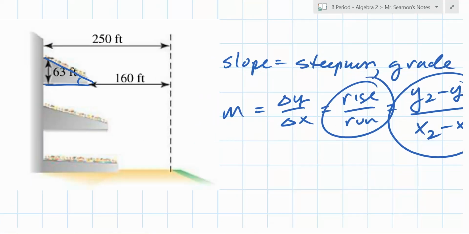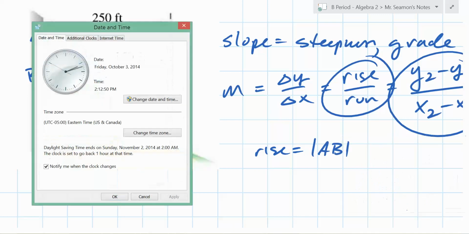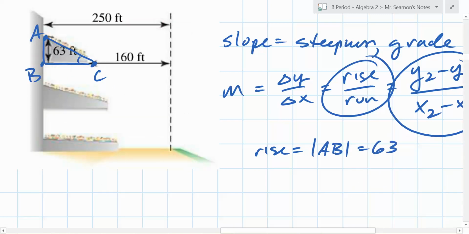Rise means vertical change. So if I gave you this point A and this point B and this point C, which distance do we want? Which distance do we want for the height? So for the rise, yeah, rise is going to be the length of AB. That's what that bar means around AB. How high up does it go? Does it tell us? 63. So we know that this is 63.